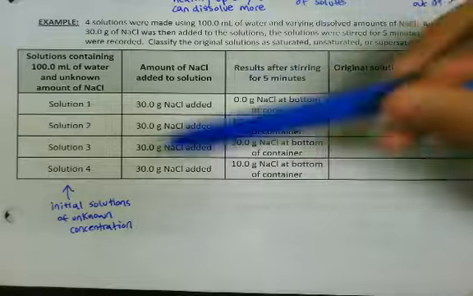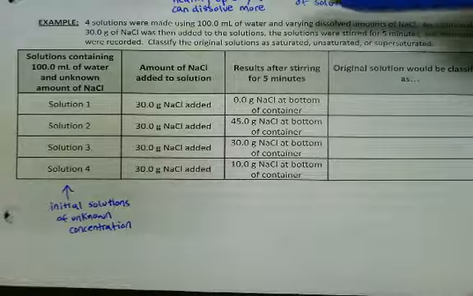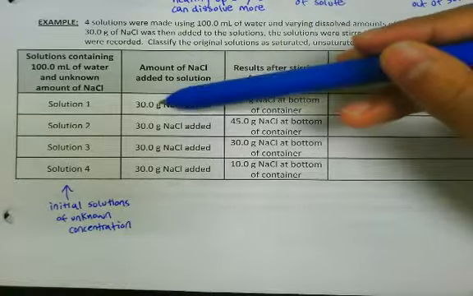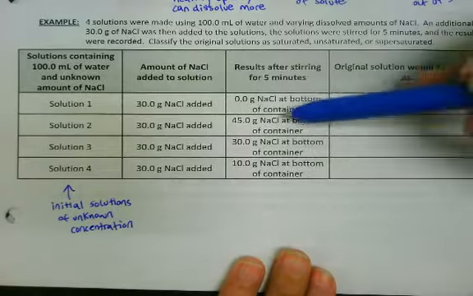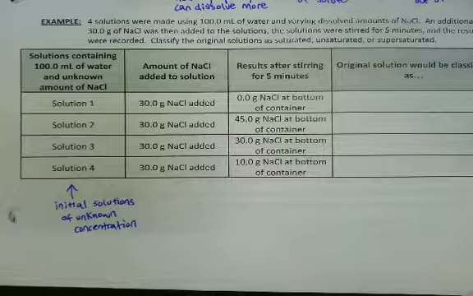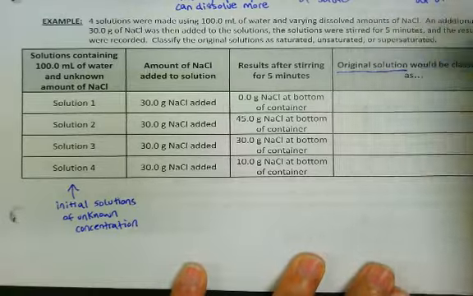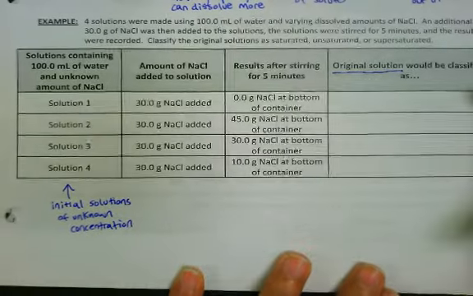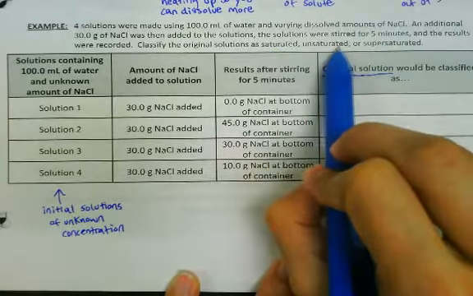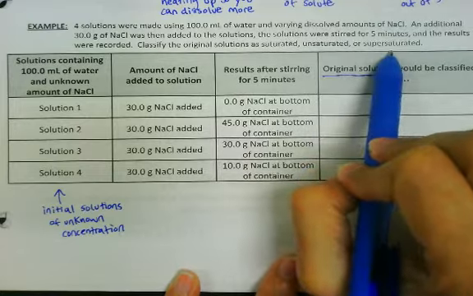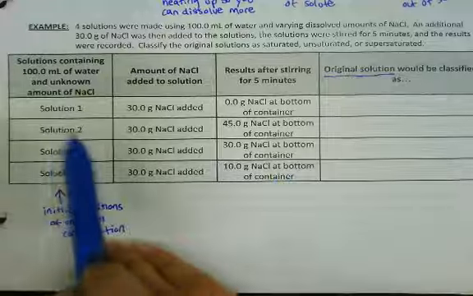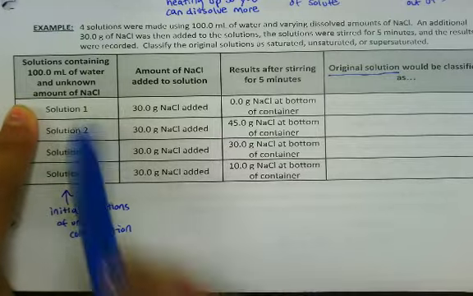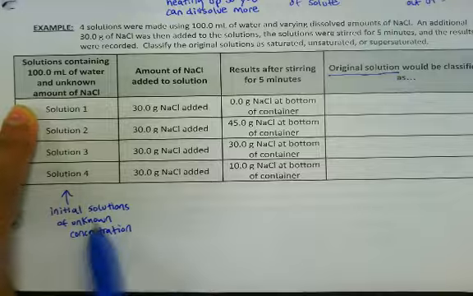To each of these 4 unknown solutions, we are going to add 30 grams of sodium chloride, and then we're observing how much sodium chloride we see at the bottom of the container after stirring for 5 minutes. And in doing that, we can figure out if the original solution is saturated, unsaturated, or supersaturated. So I'm going to do this first one with you, and then I want to challenge y'all to do the next three.